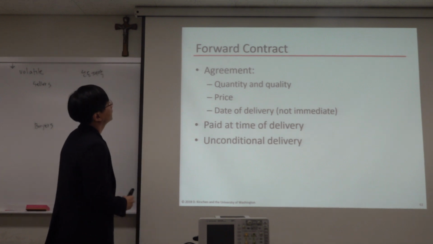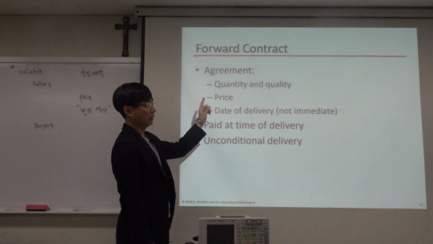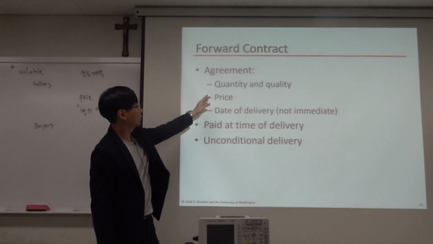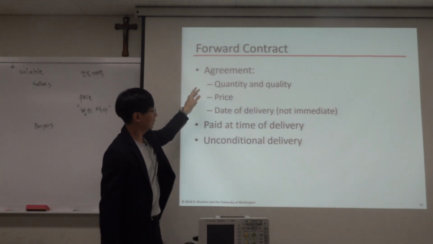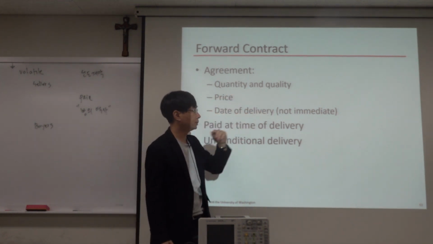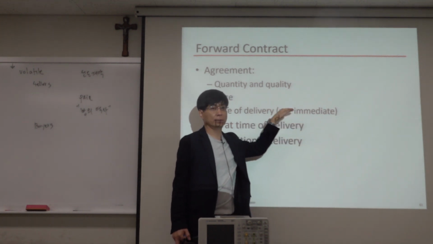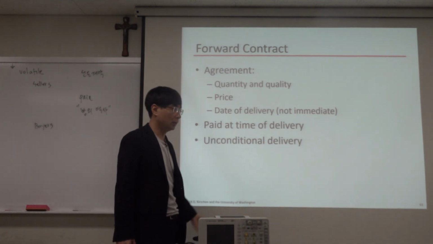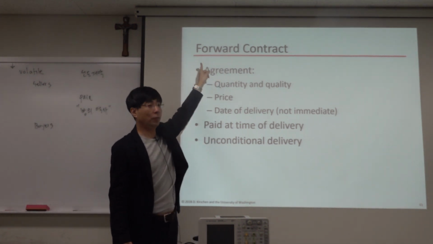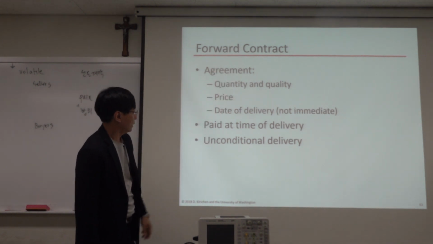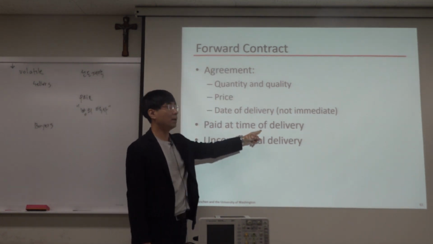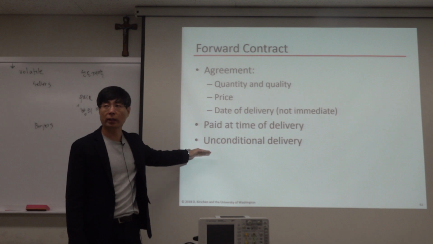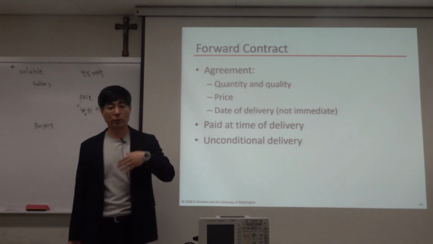And in a forward contract, the seller and the buyer need to agree on the quantity and the quality and the price and date of delivery. This is not immediate, in 1 month ahead, in 3 months ahead, in 6 months ahead, etc. That is why this contract is called forward. Okay? But the payment is done at the time of delivery. And this is unconditional delivery. That means this transaction cannot be cancelled. You cannot ask a refund.